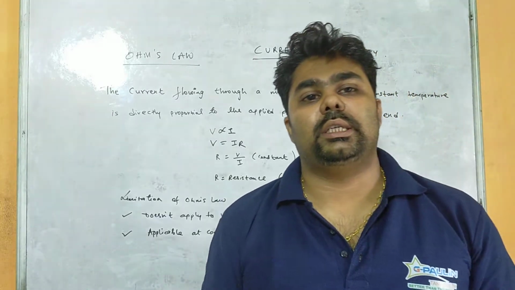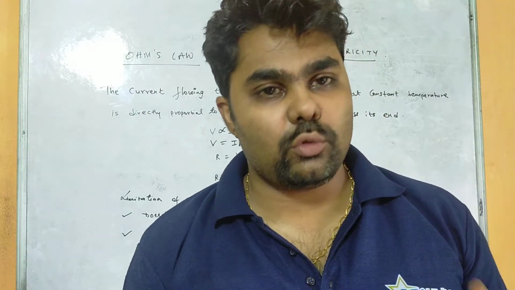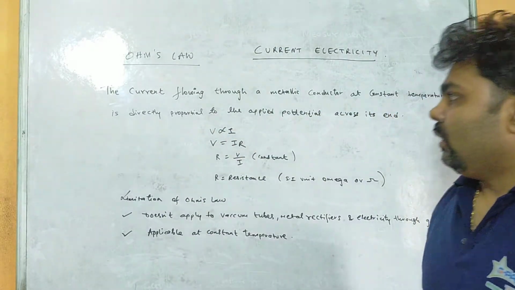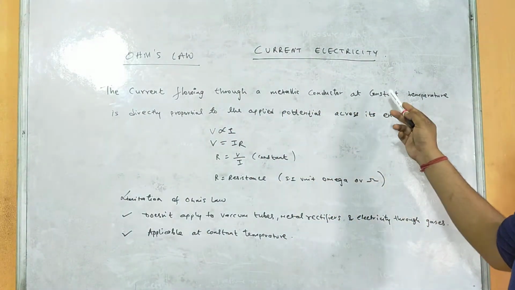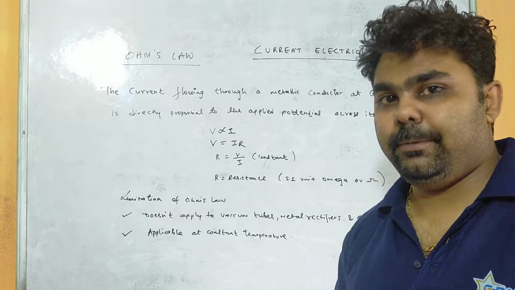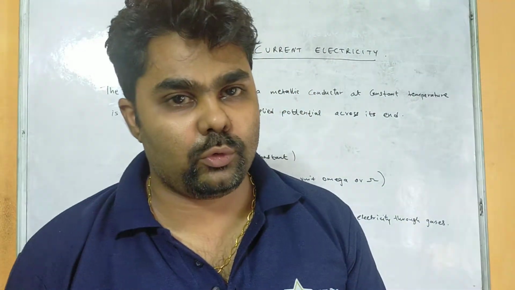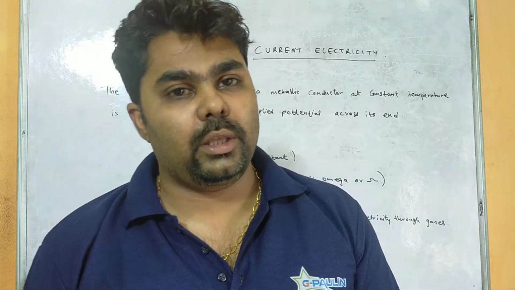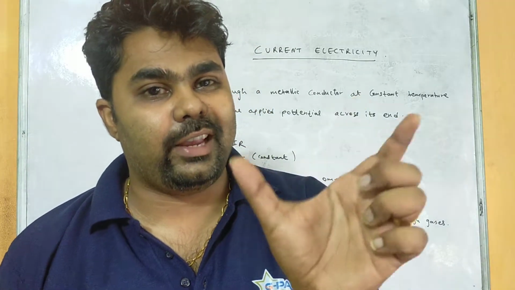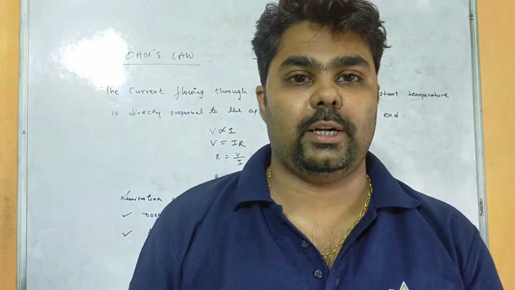And here in this video lesson we will just continue with the term called Ohm's law. What is Ohm's law? You see, the current flowing through a metallic conductor at constant temperature is directly proportional to the applied potential across its ends. That means if any conductor is connected with one voltage source, the more the potential difference across its ends, that means the more voltage you apply, the more will be the flow of current through that metallic conductor.